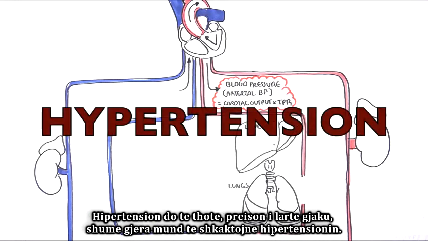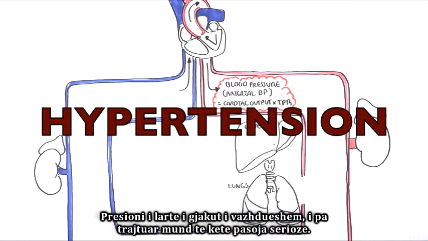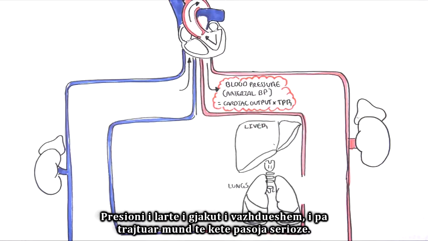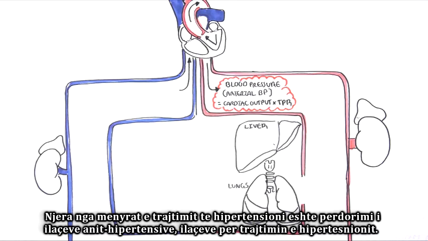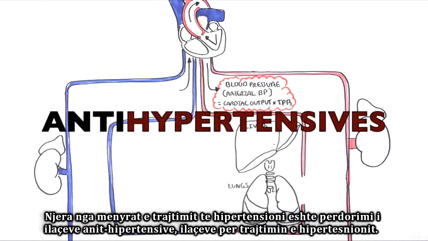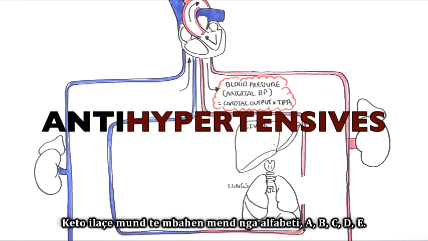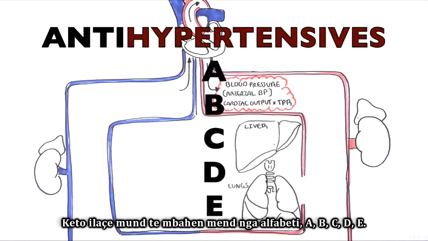Hypertension means high blood pressure. Many things can cause hypertension. Persistent, untreated, or unmanaged hypertension can have serious consequences. One way to treat hypertension is by using antihypertensives, or medication to treat hypertension. These medications can be remembered by the alphabet, so A, B, C, D, and E.